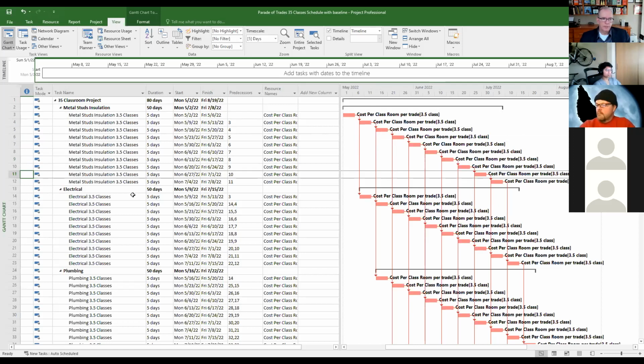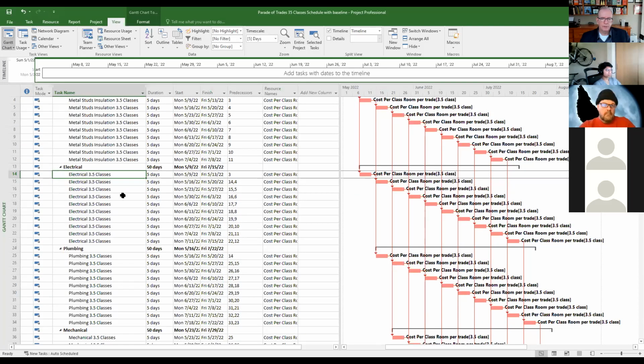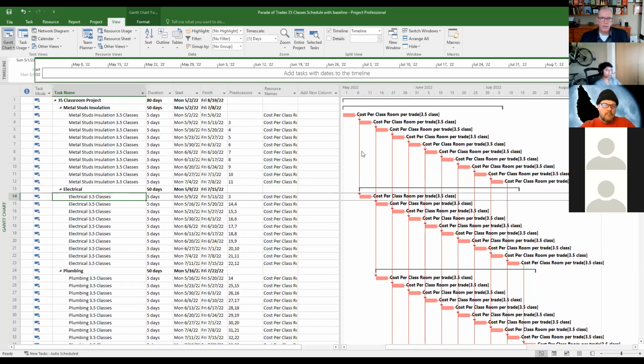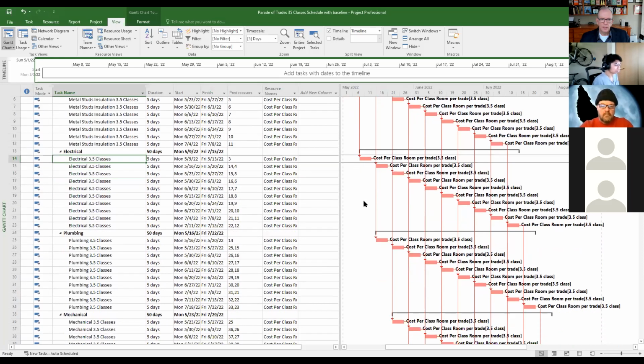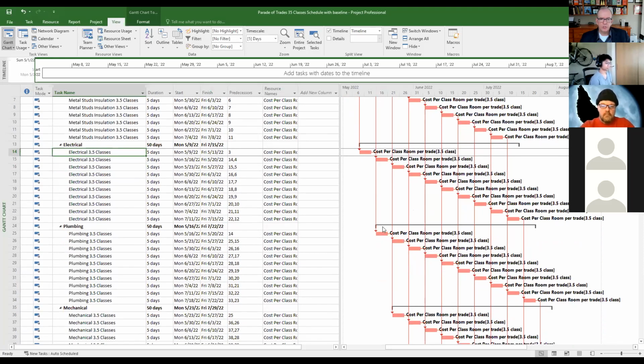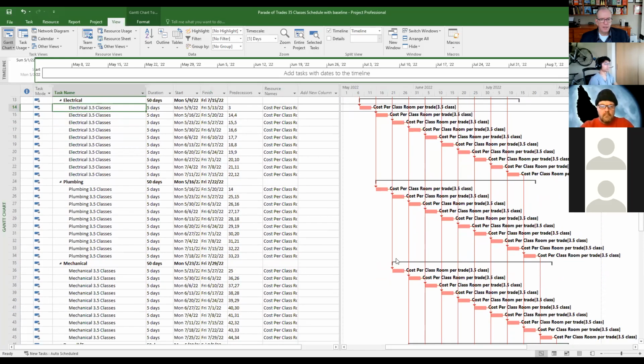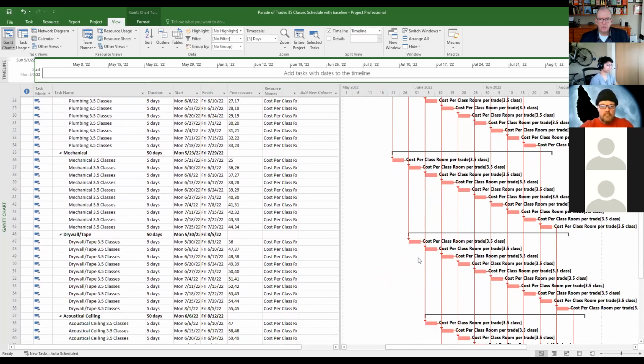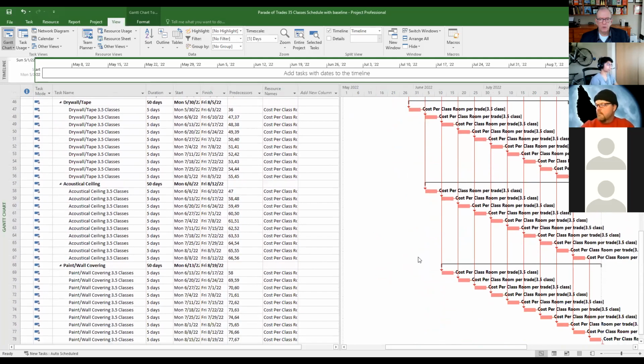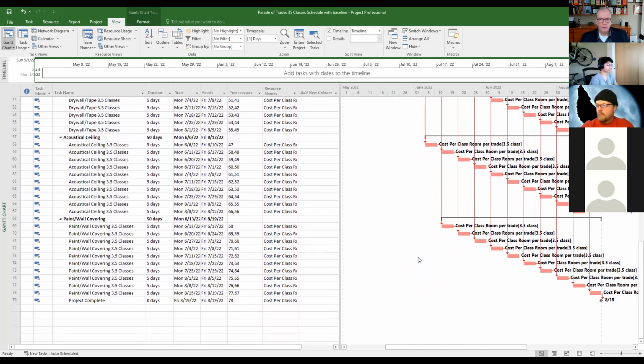So that's good. Same thing goes with the electrical sub. They're going to start 1 week after they finish. So when they finish these 3.5 classes, then they start the next week. And then when the electrical sub finishes, the plumbing sub is going to start, and then the mechanical sub, and so on and so forth, right? All the way down to the bottom.